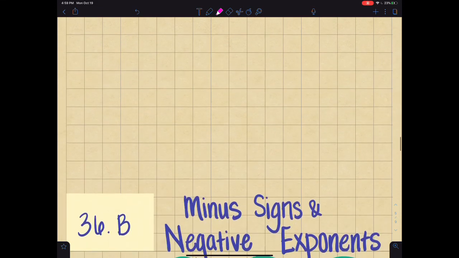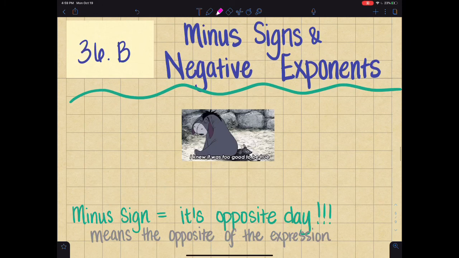Okay, let's move on to 36b, which is another new concept. And 36b goes over minus signs and negative exponents. So we've already talked about that before.